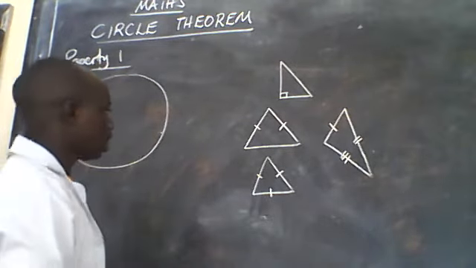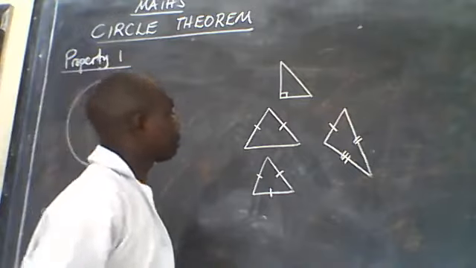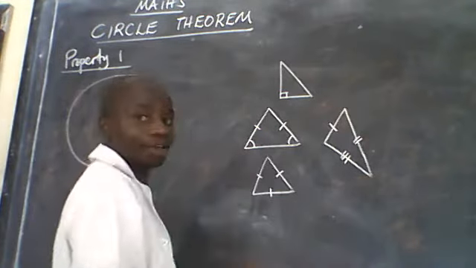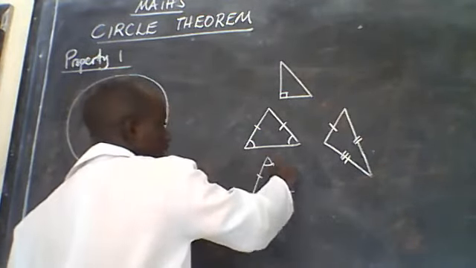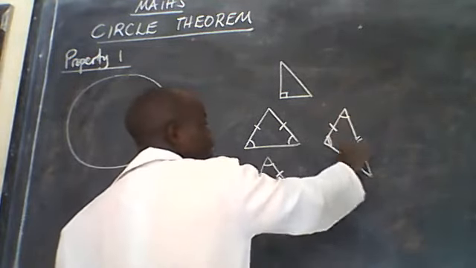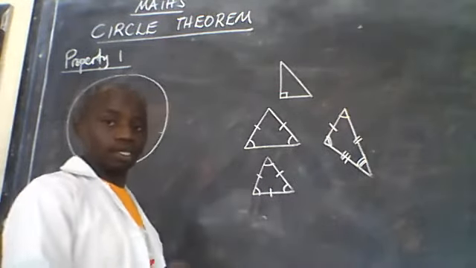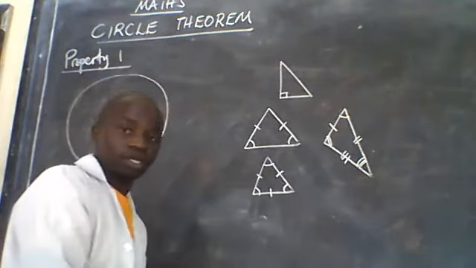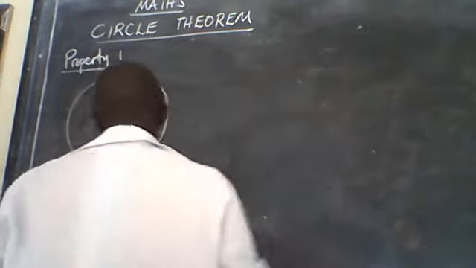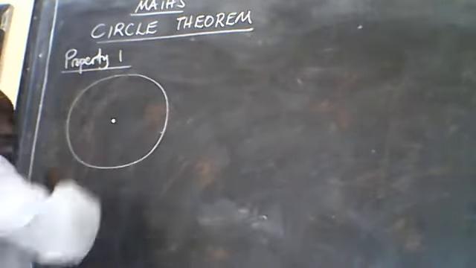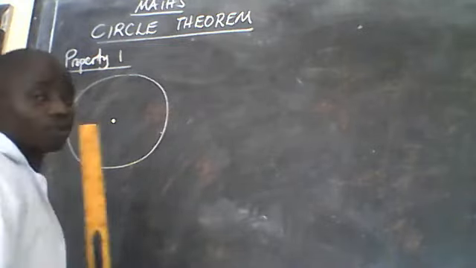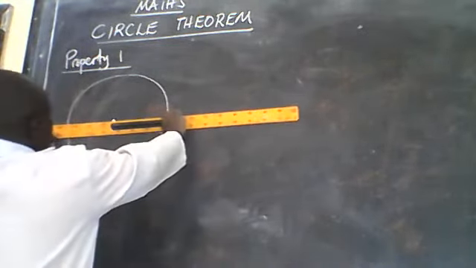There's also the equilateral triangle, the scalene triangle, and the right angle triangle, and their properties. When you see this, it means these two base angles are equal. When you see these three marks, it means these angles are equal. When you see this, it means this angle is not equal to that. We'll be using these mathematical symbols also. So the first property: we have the center there. Now let's try to draw a line passing through the center. You can draw it in that way.